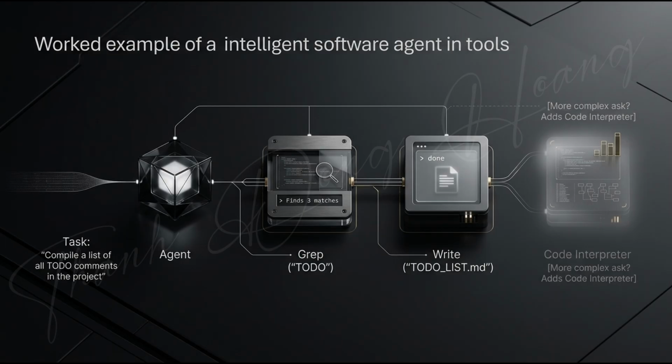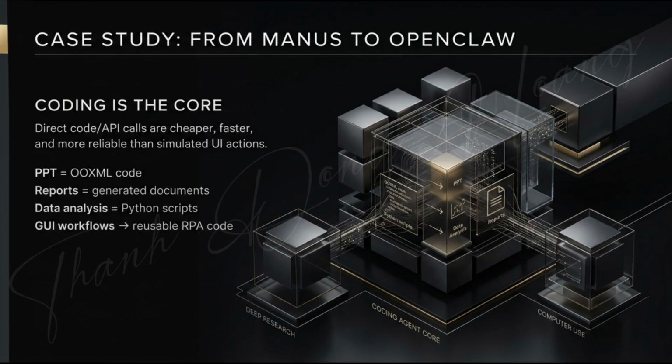Here's what that looks like end to end. The agent searches with grep, finds 3 matches, and writes them to a file. 2 tools, task complete. If the ask were more complex, like counting TODOs per module and charting them, the agent would reach for a code interpreter to run the statistics and the plot. Simple tools, combined intelligently, cover a lot of ground.